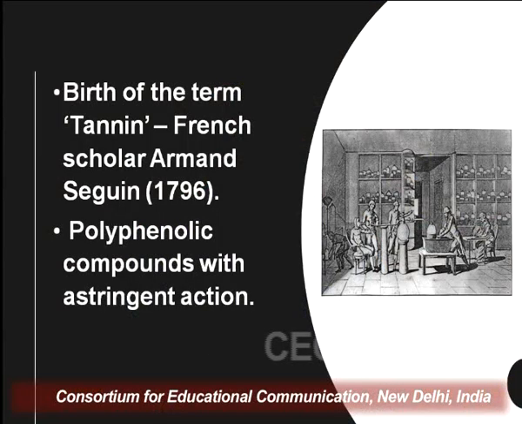But the term tannin was not used until the end of the 18th century, that is 1796, when Armand Seguin gave the actual term, tannin. According to Seguin, tannins are polyphenolic compounds having astringent action, and now we know that astringents are largely used for tightening of the skin or for wound healing, because they have a tendency to precipitate proteins, and that is why astringent action is an important character of these secondary metabolites, that is tannins.